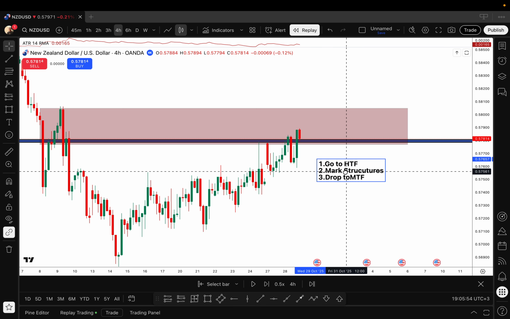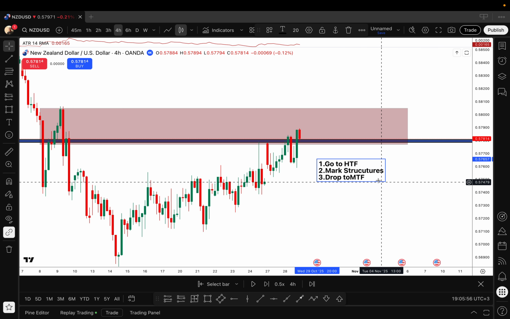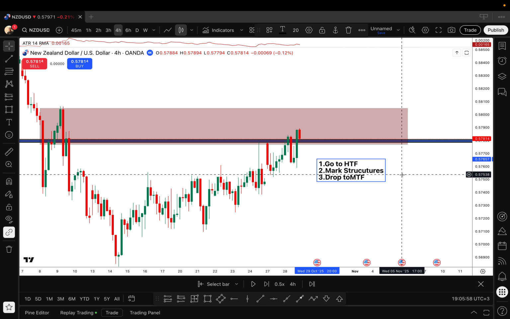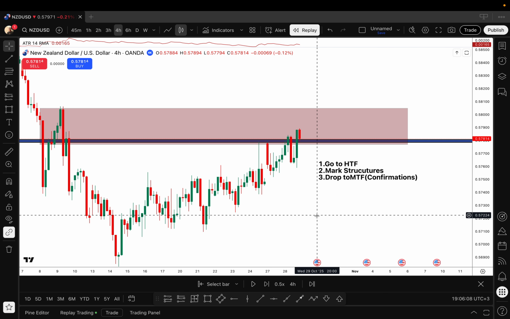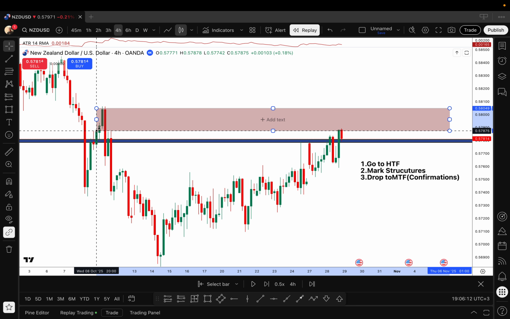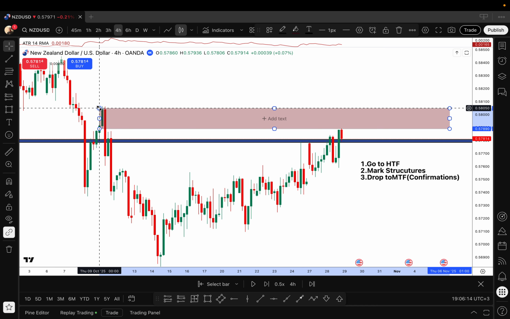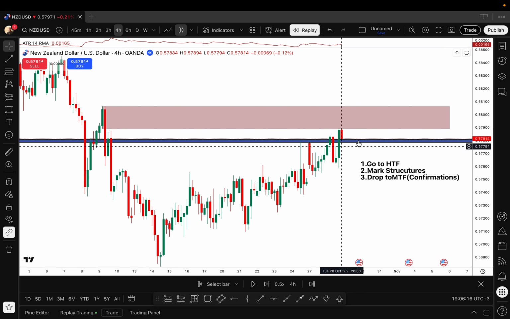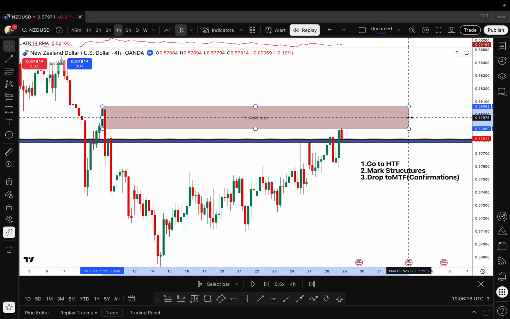Okay, so now we are on the 4-hour time frame. Here we are going to be looking for confirmations for entries, and also we want to refine our zones on the medium time frame. Remember, I told you on the medium time frame, this is where most of the work happens. So you want to also refine your zones on the medium time frame.